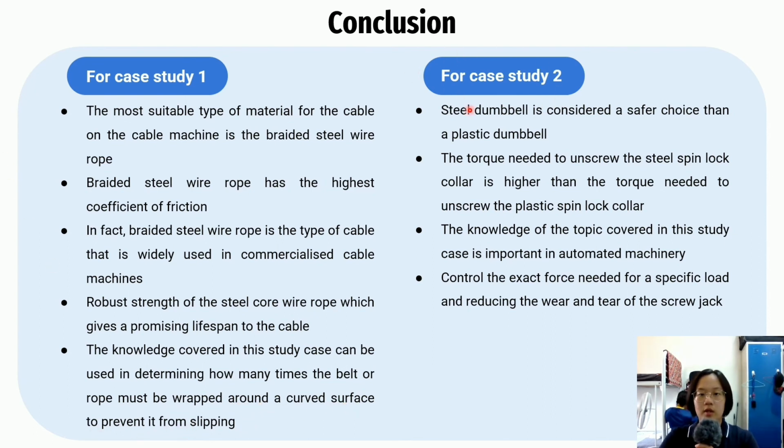For case study 2, we conclude that steel dumbbell is considered a safer choice than a plastic dumbbell. This is due to the torque needed to unscrew the steel spin lock collar being higher than the torque needed to unscrew the plastic spin lock collar.